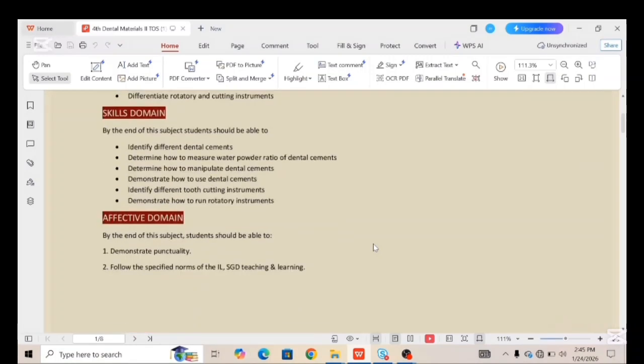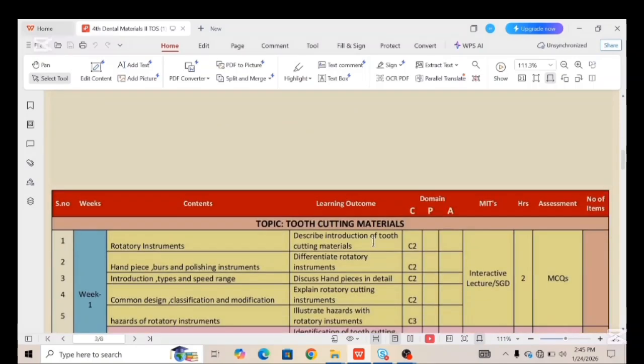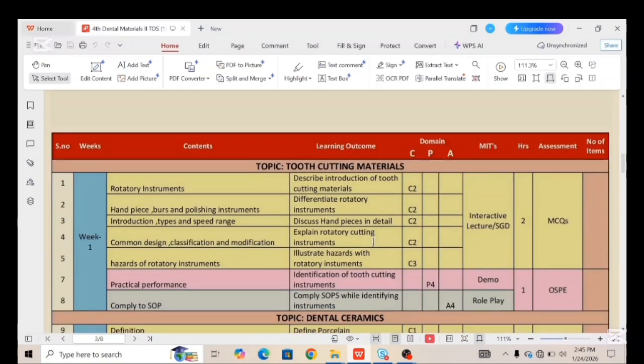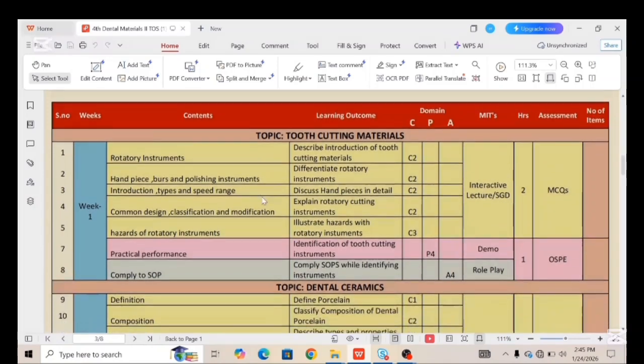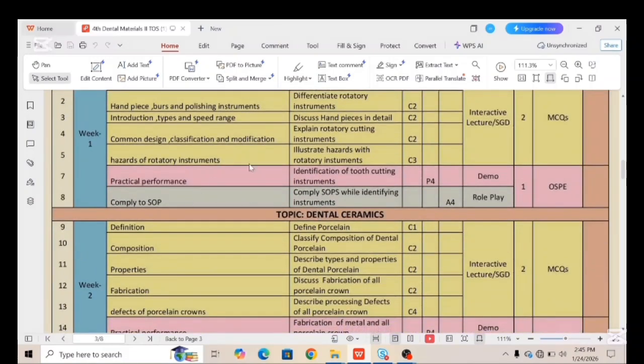Let's start with our first week work, which is tooth cutting materials, in which we will describe the introduction of tooth cutting materials, differentiate rotatory instruments, discuss handpieces in detail, explain rotatory cutting instruments, illustrate hazards with the rotatory instruments. Also, we have the practical identification of the tooth cutting instruments.